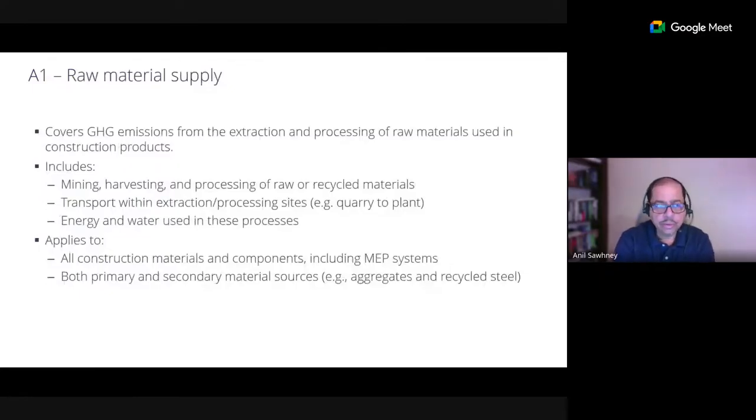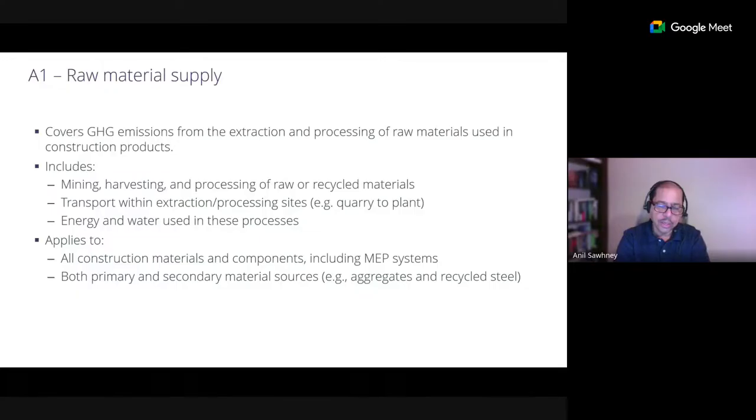The next calculation is done for A1, which is raw material supply. So A1 applies to both buildings and infrastructure. Now you're calculating GHG emissions from the extraction and processing of raw materials used in a construction product, a construction system, and a construction assembly. So it's very crucial that we consider this product stage raw material supply related emissions.